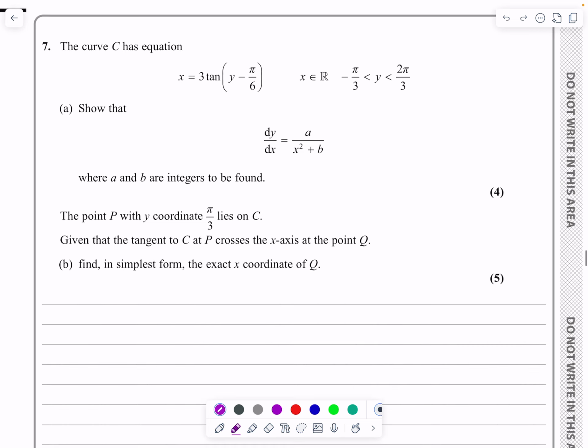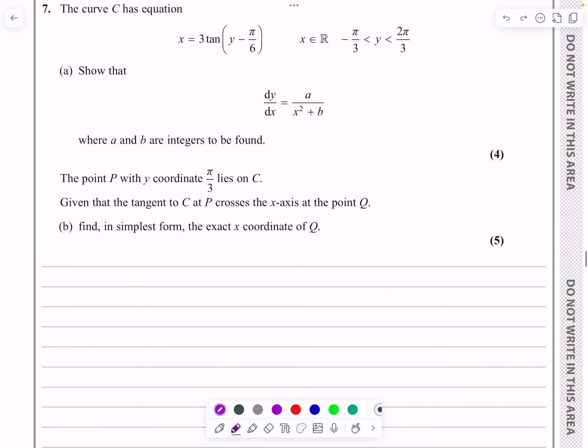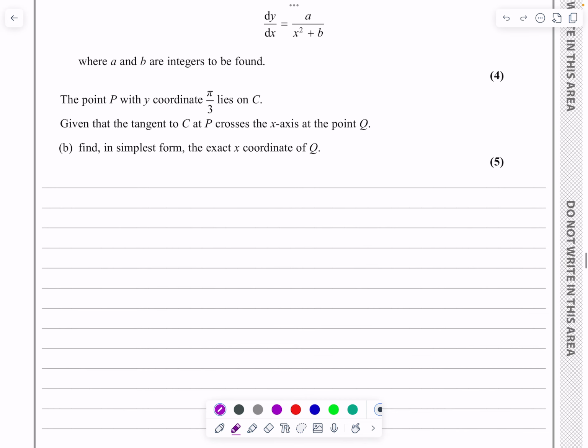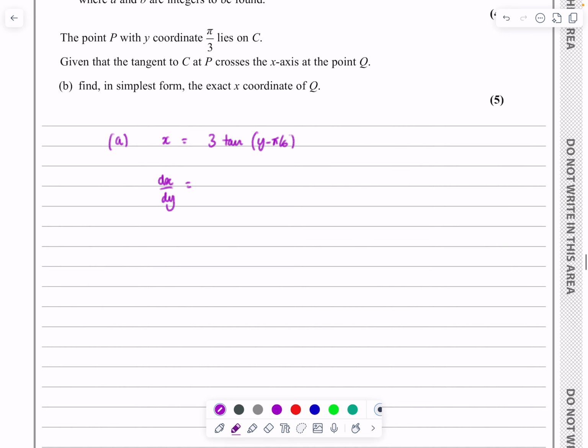We've got this top part which says x equals 3 tan (y minus pi over 6), and we've got to find dy by dx. So let's make a start, part A. So x is equal to 3 tan (y minus pi over 6). Now, I can't find dy by dx, but I can find dx by dy. Just differentiate with respect to y. If we're differentiating tan, the differential of tan is sec squared. So we're going to get 3 sec squared (y minus pi over 6).